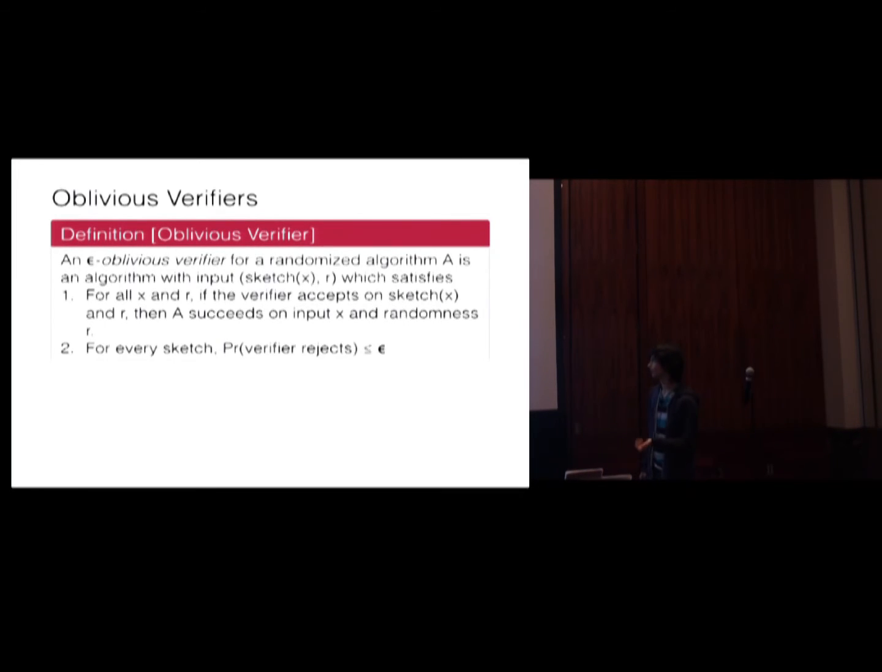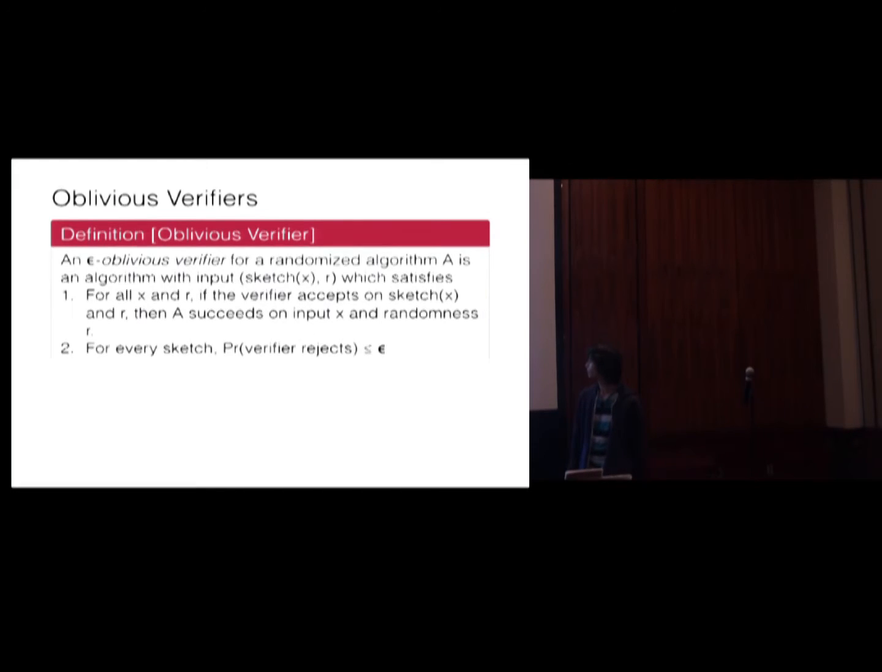First of all, for all x and r, if the verifier accepts on the sketch and on r, then A succeeds on the inputs x and the randomness r. And for every sketch, the probability that the verifier accepts is less than epsilon. So vaguely, what an oblivious verifier does is it gets the sketch of an input and an r, and it tells you if the original randomized algorithm succeeds.